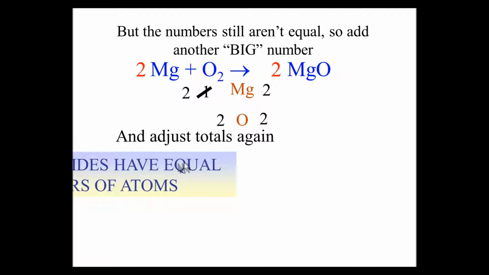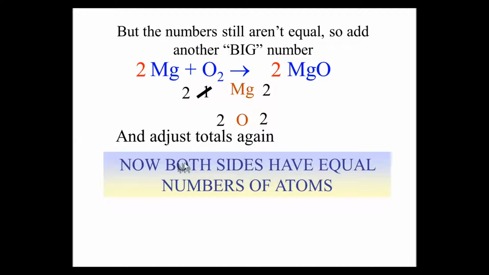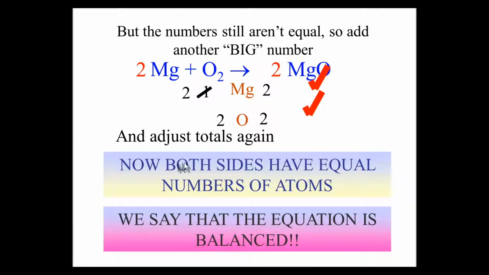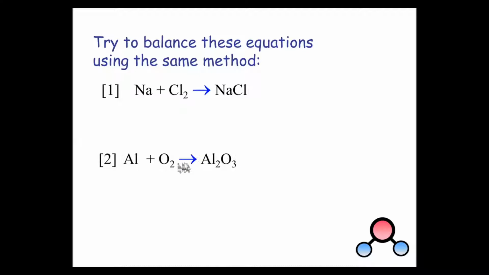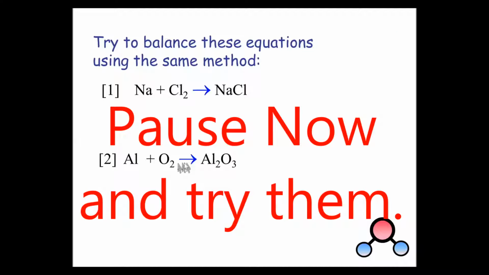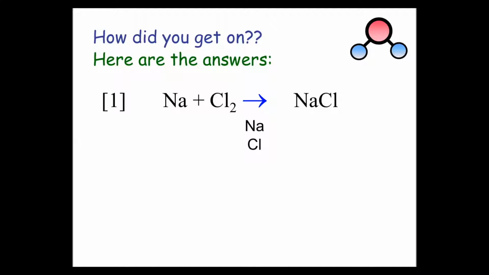And so now we see if the sides are equal. And they are, okay? So we have 2 and 2. That's balanced. We have 2 and 2. That's balanced. So now we can say we have a balanced equation. So try these 2 and see what you can do. So you write the atoms that appear underneath the arrow. So we have sodium atoms and we have chlorine atoms.